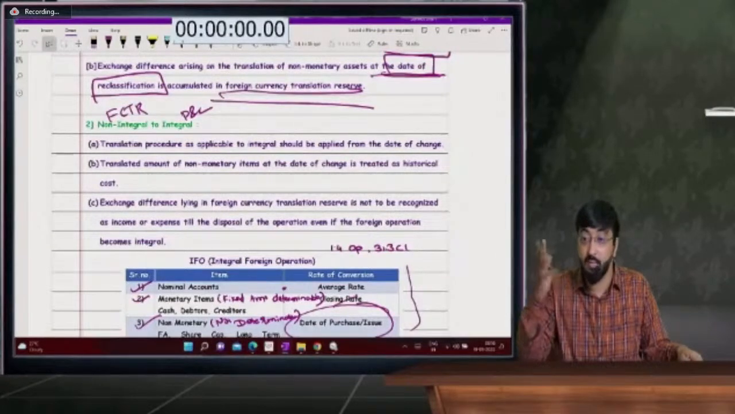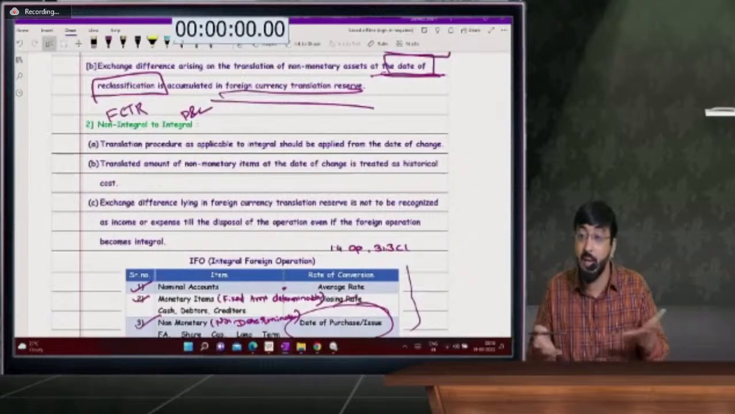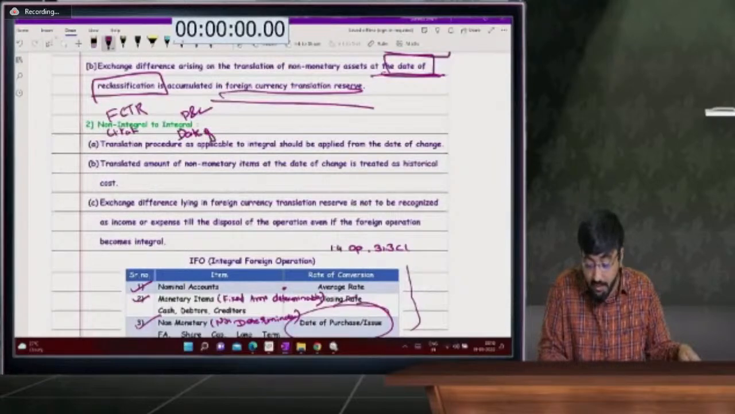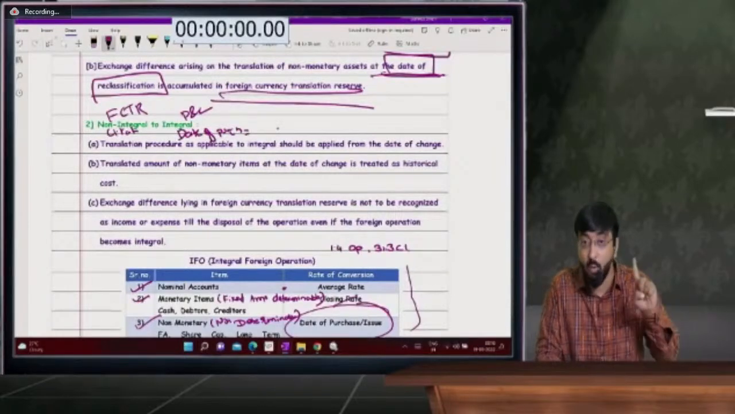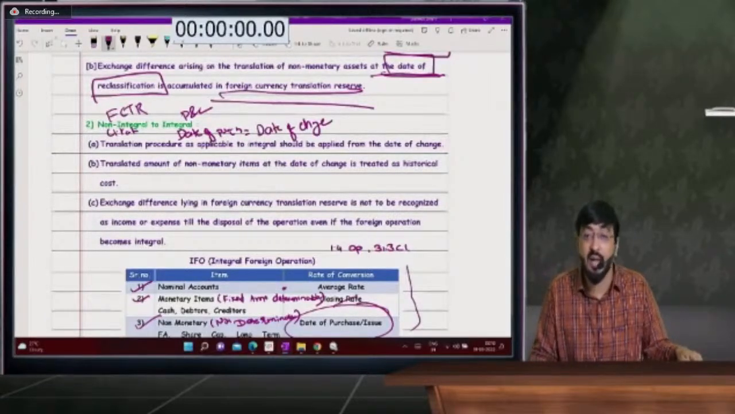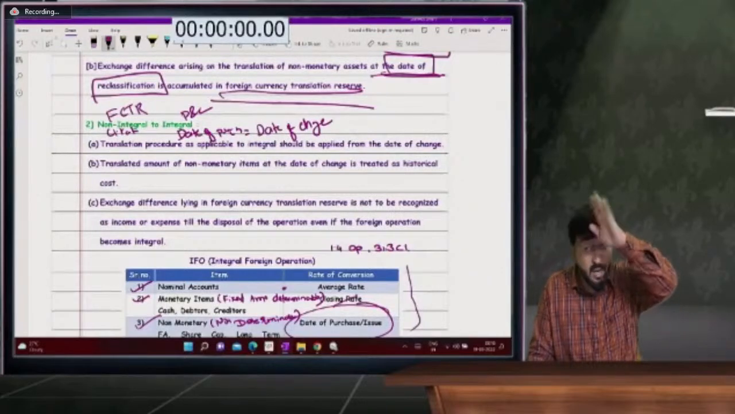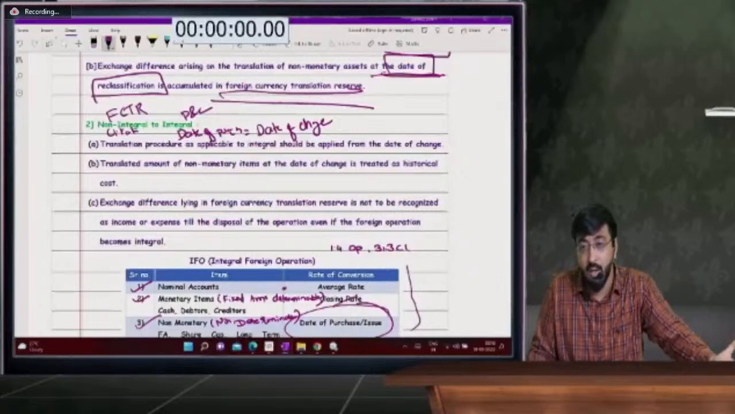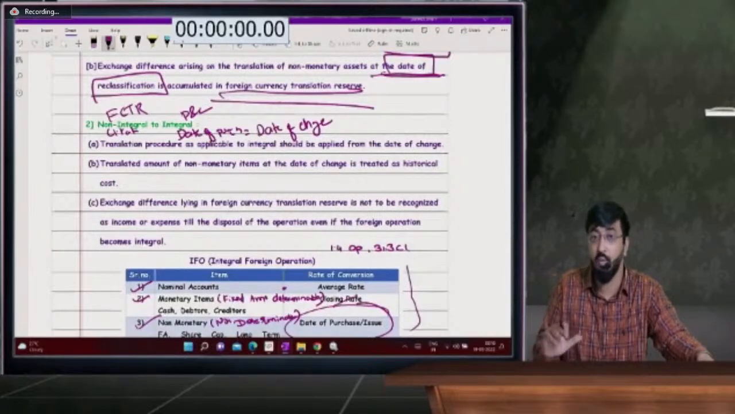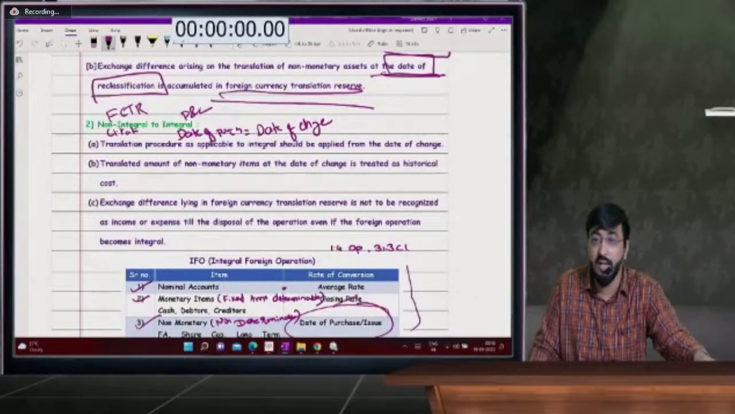In integral, historical rate, but beta, historical rate is not possible because you multiplied all items by the closing rate, and now you want date of purchase. So date of purchase is not possible. So for non-monetary items you will consider the date of change. You will consider the rate on the date of change as the date of purchase rate when you shifted from non-integral to integral. For example, it might happen that till today the branch is independent, but now they want to become dependent on head office. Okay, so it might be a possibility. So non-integral to integral, in that case non-monetary items are important, and the FCTR balance is with you.